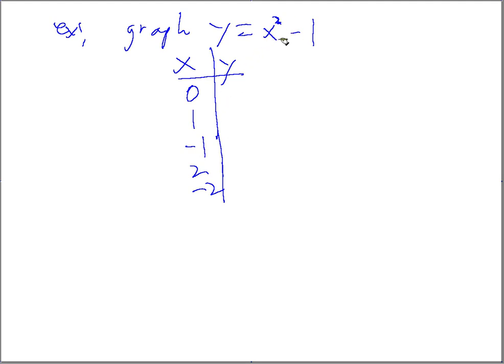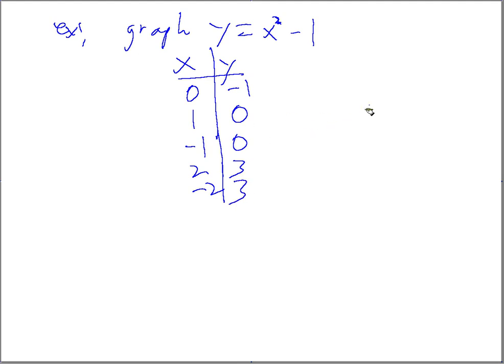So 0. If I plug in 0 for x, 0 squared is what? 0 minus 1, -1. All right. Plug in 1. What's 1 squared? 1 minus 1. 1 minus 1 is 0. All right. Plug in -1, but -1 squared is also +1. So you get 0 again because you minus the 1 here. All right. How about 2? 2 squared is what? 4. 4 minus 1 is what? 3. Similarly, -2, that's +4 if I square it, -1, +3.